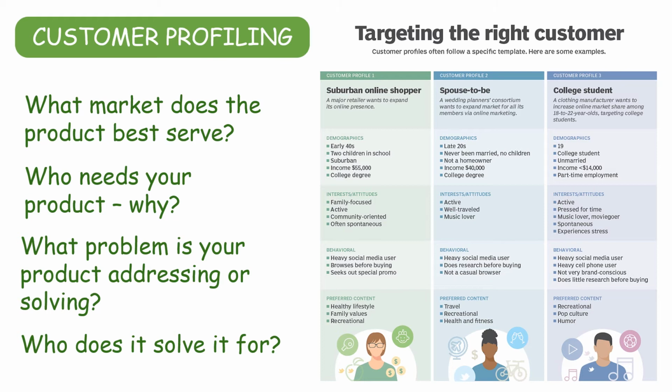So, looking at this image, we can target the right customer. We've got three examples: suburban online shopper, or spouse to be, or college student. What this has done is try to profile these three different types of people that would need a particular product. And that's how you need to also profile your customers. Who are you selling to? Who has the problem? And how can you address the problem? How does your solution, your product, your service meet the customer's problem?